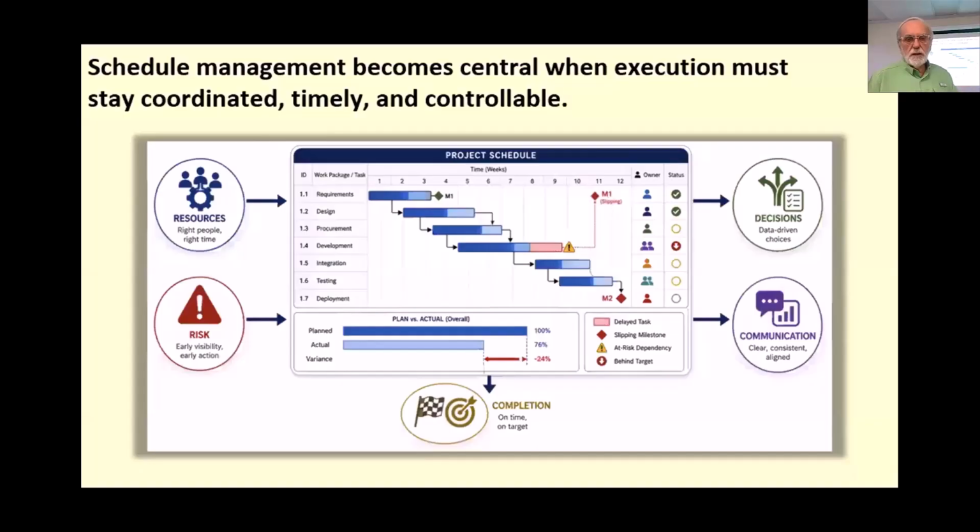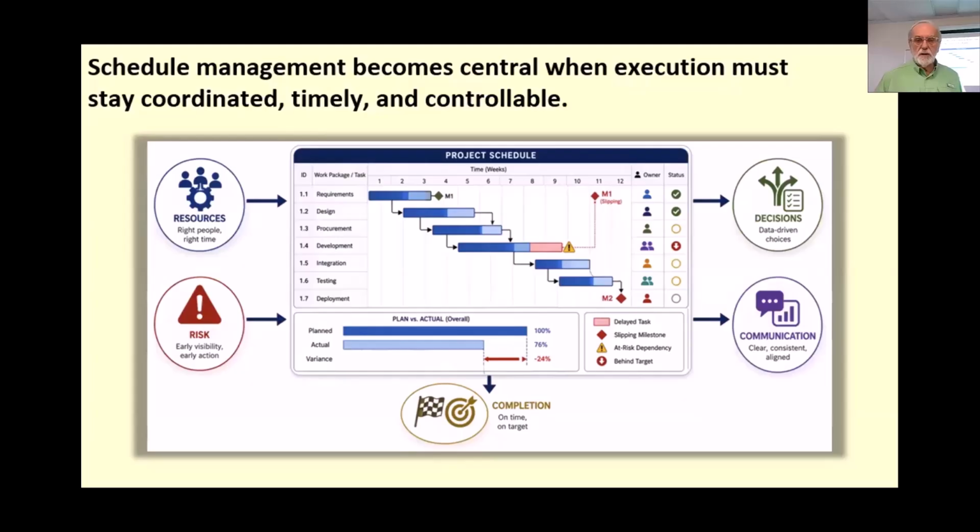This is significant because execution puts the plan to test under real-world conditions. Work may take longer than expected, dependencies may slip, resources may become constrained, and risks may begin to affect progress. The project manager, as a result, needs a way to compare actual progress with planned progress, identify discrepancies, and decide whether corrective action is needed.